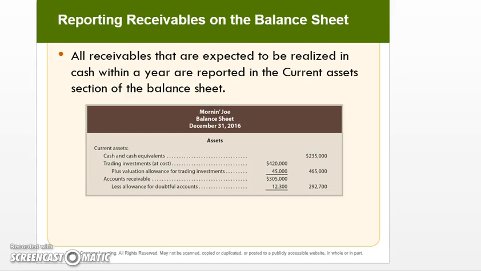Finally, in the chapter, we discuss how receivables show up on the balance sheet. Accounts receivable will show up as a current asset, and the accompanying allowance for doubtful accounts, which is a subtraction from accounts receivable, will also show up on the current asset section of the balance sheet.